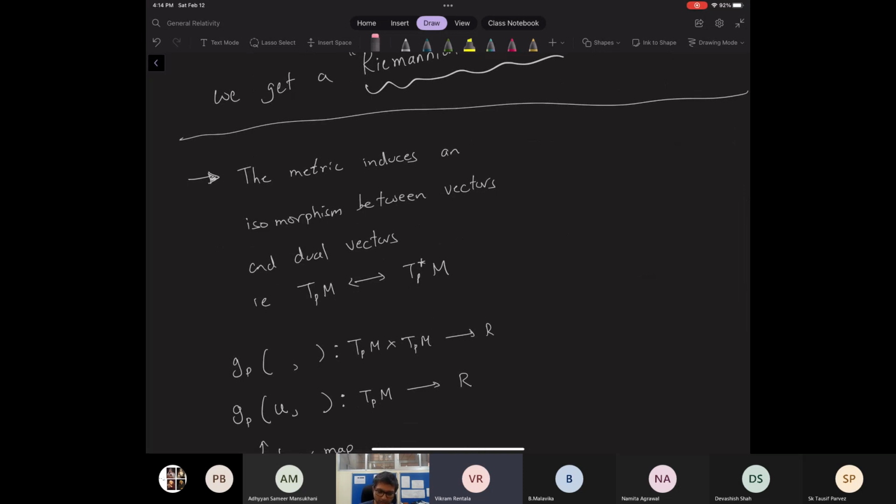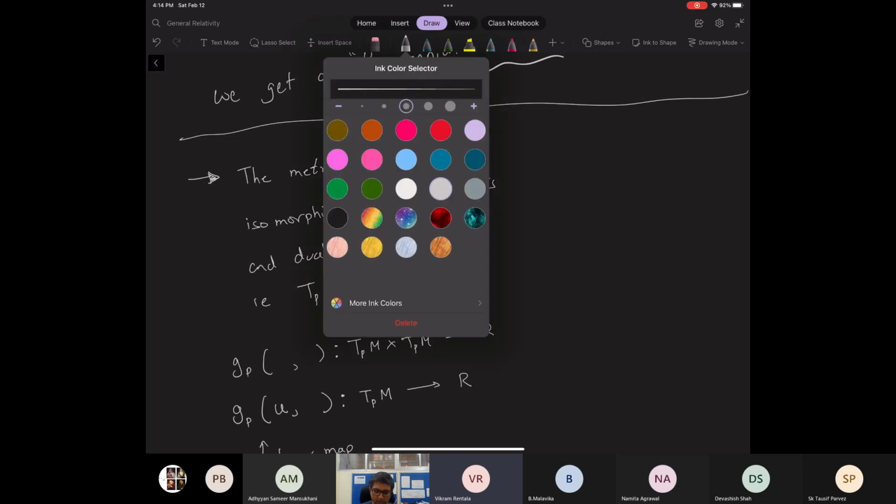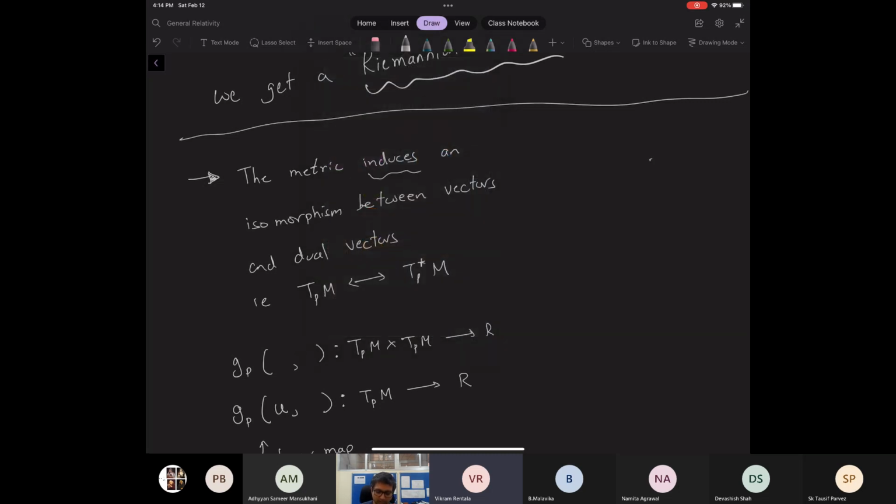Now once you have a metric with these properties, one thing that you can see, and we'll show this, is that the metric induces an isomorphism between vectors and dual vectors. That is, every vector V maps to a dual vector omega_V. This V belongs to the tangent space at the point P, and omega_V belongs to the cotangent space.